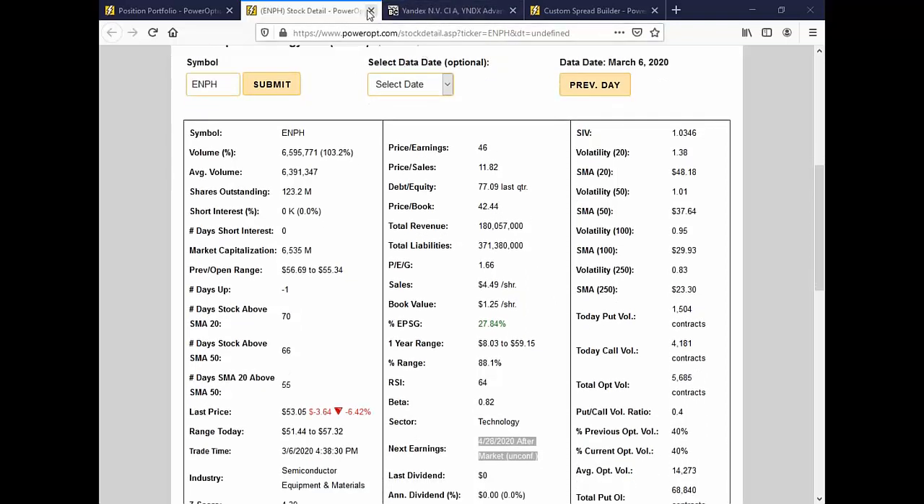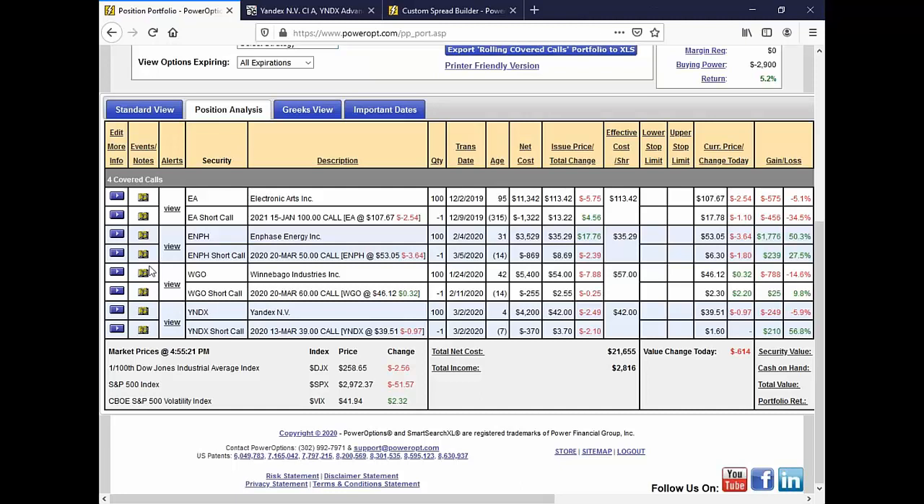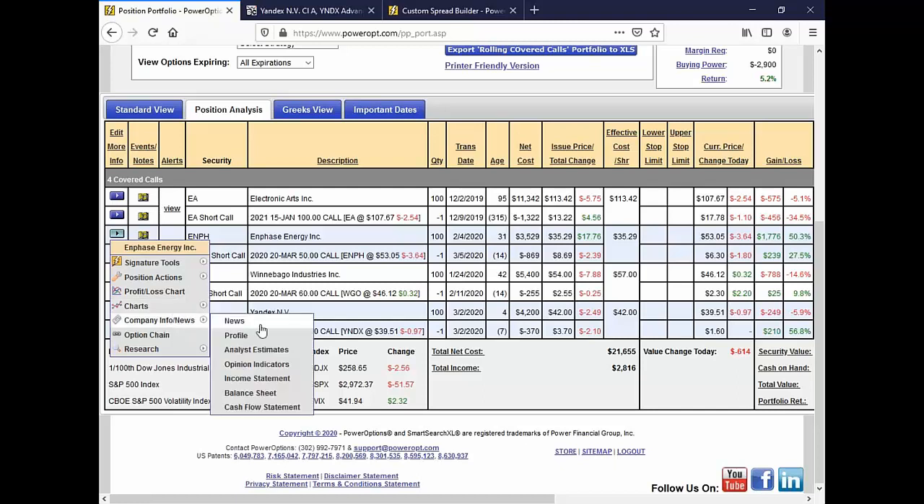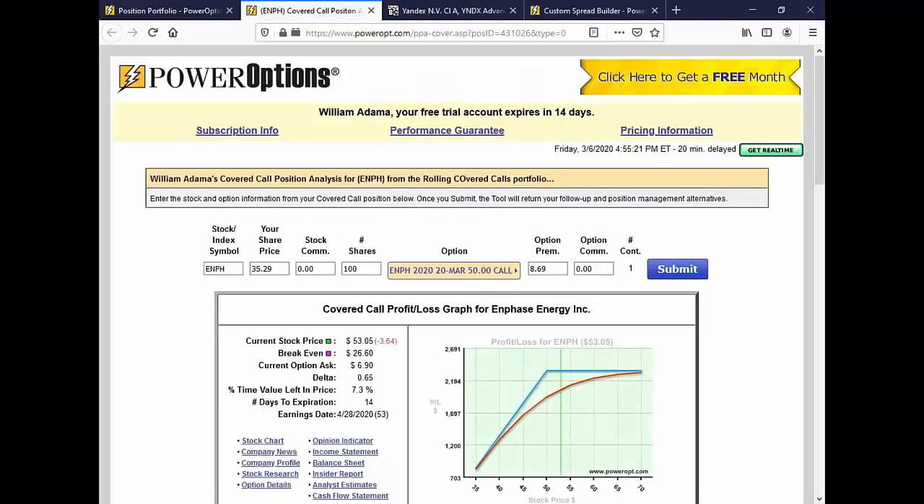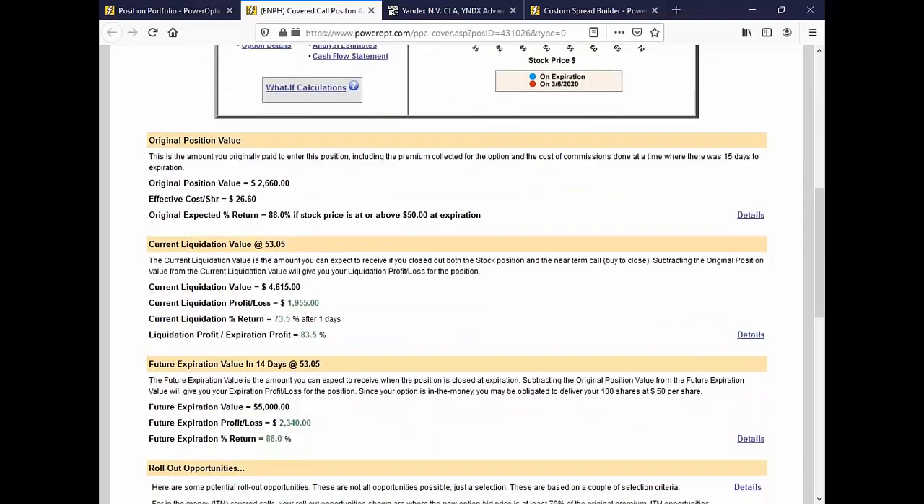I'd always want to do further research, though, check when the last earnings were, maybe, and see if I expect that or see if there's any other news. You could always go to the company information news, look through the recent headlines. But again, right now you're pretty good. Of course, you could probably lock in some of this gain with a put position. You could evaluate rollout opportunities just as we did before, by going to the position analysis view.